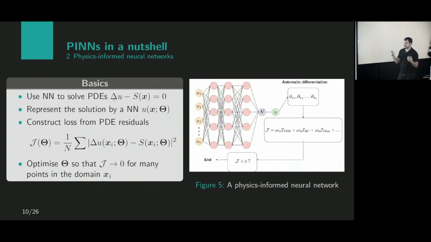Here delta is a differential operator, it could be whatever, a Laplacian or a gradient or whatever, and S is a source term, so this is a generic differential equation. You want to represent the solution of this equation by a neural network, so it will depend on the space and time and all the variables that you have, and also some parameters that construct the neural network.